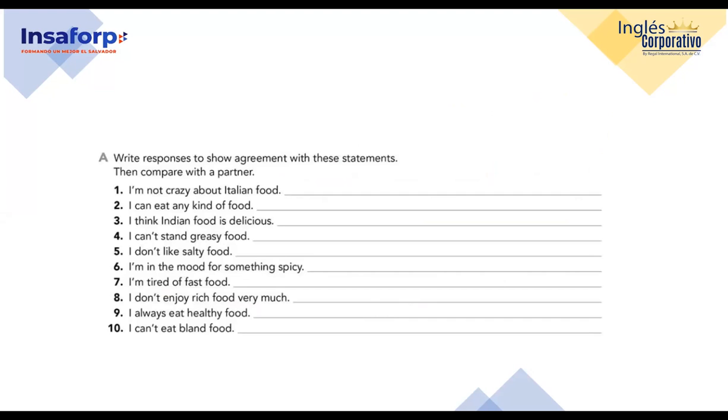Here, we have right responses to show agreement with these statements, then compare. So we're gonna have some sentences like, I'm not crazy about Italian food. How do you agree with this expression? Tell me, please. Neither I am, oh, very good. The first option? Very good. That is correct. Neither am I, you tell me, right? Neither am I. Very good. And what is the other option? I'm not either. Beautiful. It's wonderful.